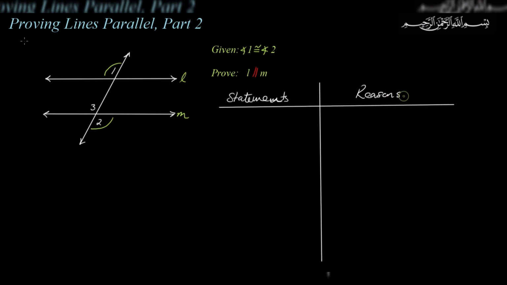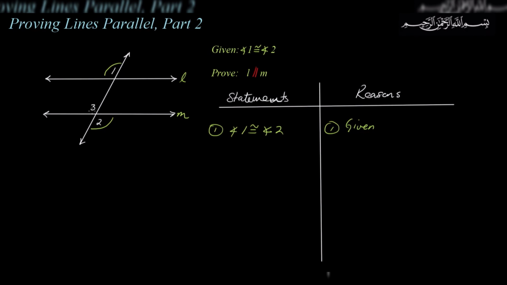I love this. All right, so the first statement is the given information. Angle 1 is congruent to angle 2. There we go. This is because of the given information. Ta-da! That's easy peasy. Now what do we do? I'm stuck. All right, so angle 1 is congruent to angle 2. Okay, that's given. What can we do?